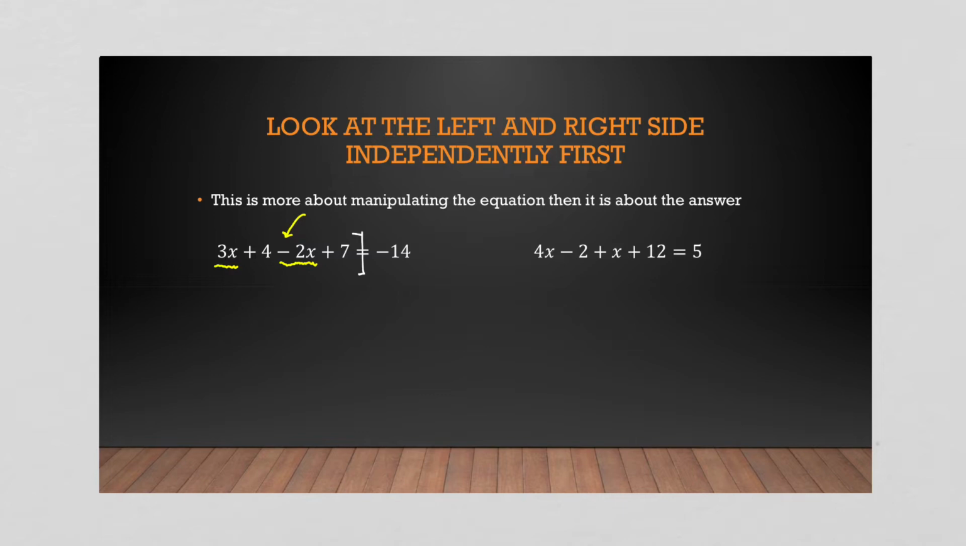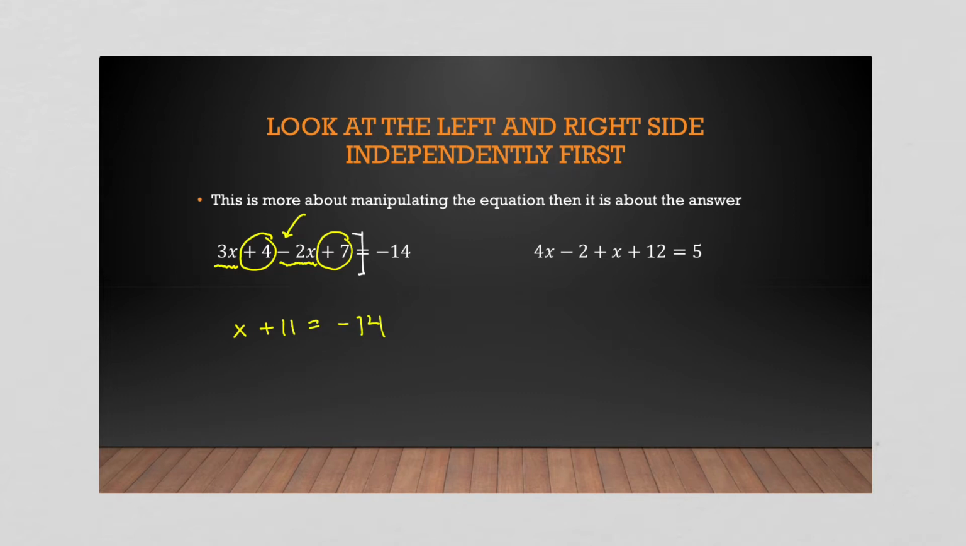Think of it that way, because we're grouping these things together. So you have 3x minus 2x. Okay, well, that is really just x. I don't know why we had to write them that way. What a waste of time. And then we have plus 4 and plus 7. So we group those together and we get plus 11. So now we've simplified our equation to look like this.